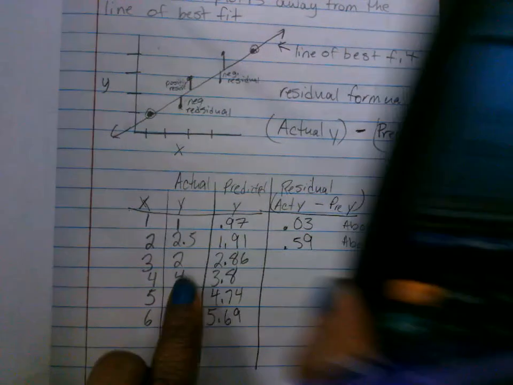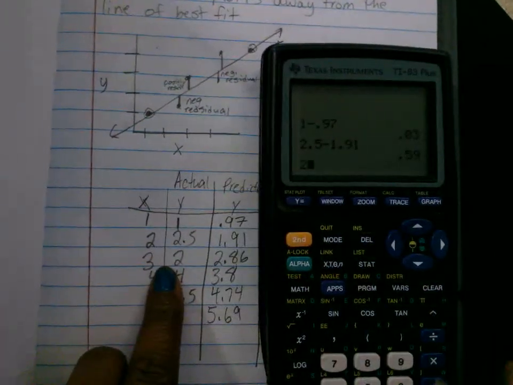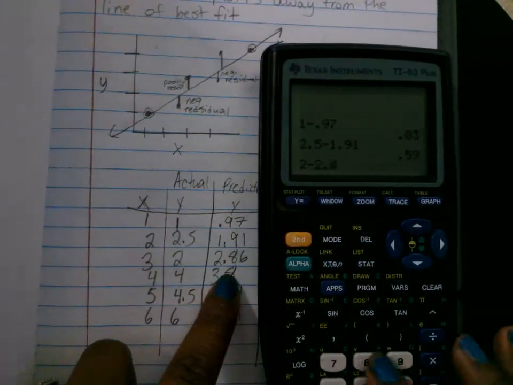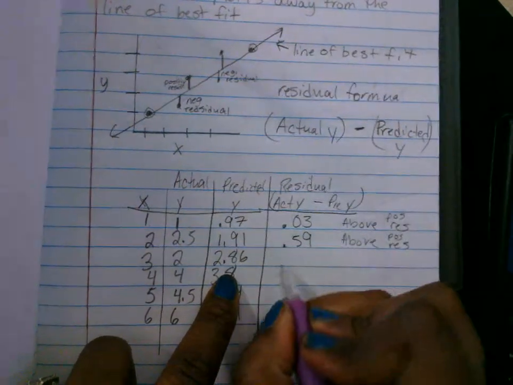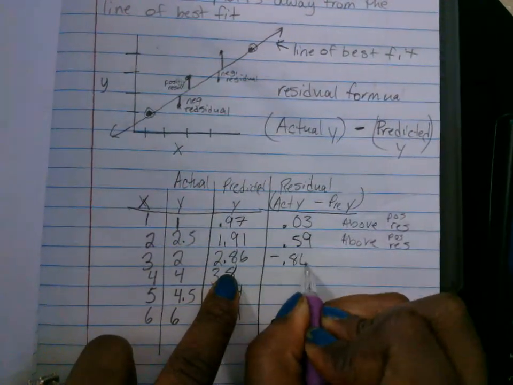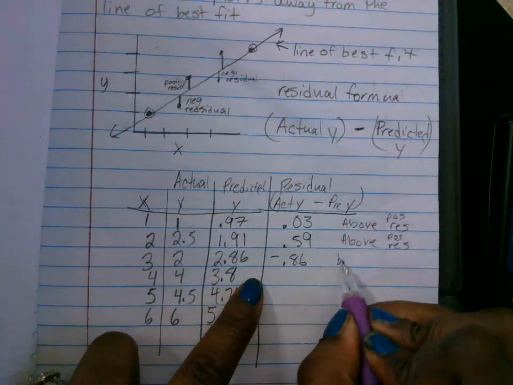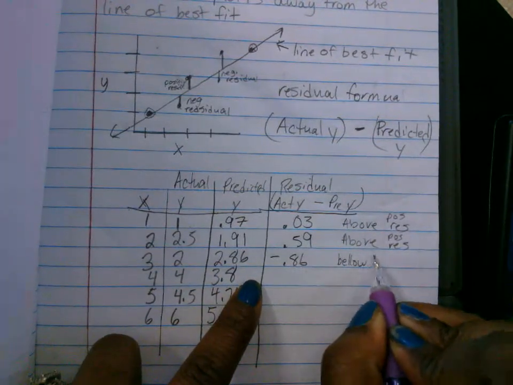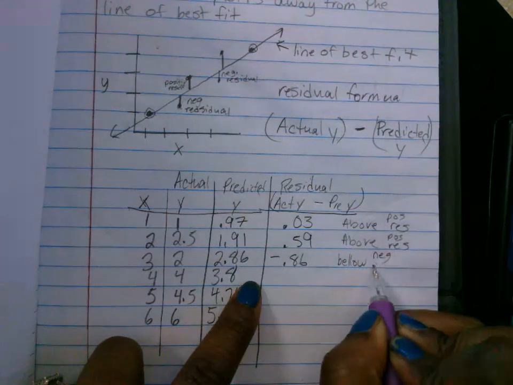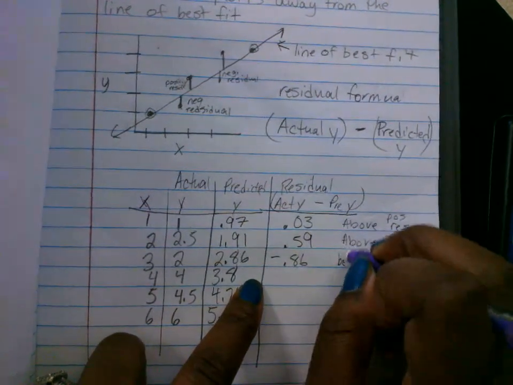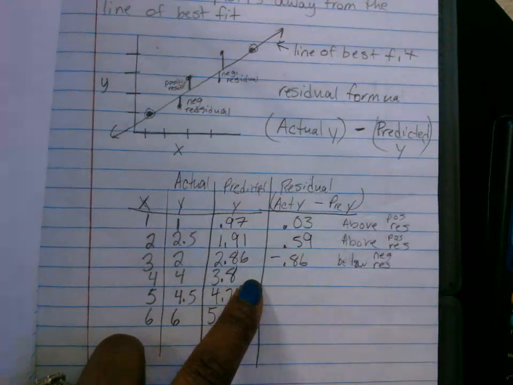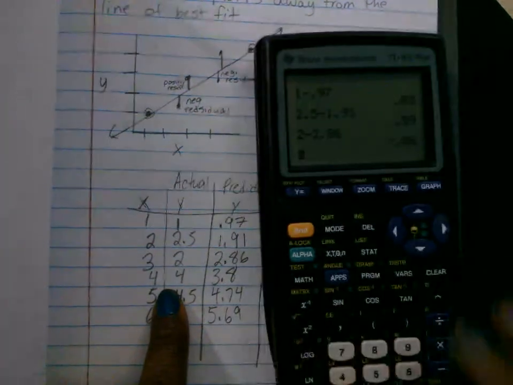All right. Let's do the next one. 2 minus 2.86. What is that equal to? Negative 0.86. Above or below the line? This is below. What kind of residual is this? This is a negative residual because it's below the line. Just one L, Miss Reyes. Okay, let's do the next one.